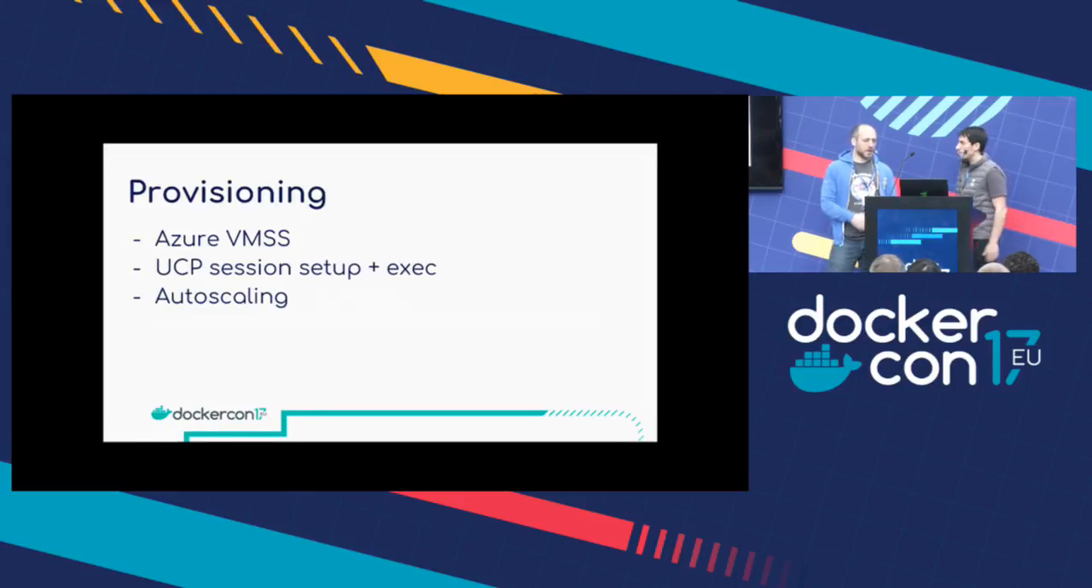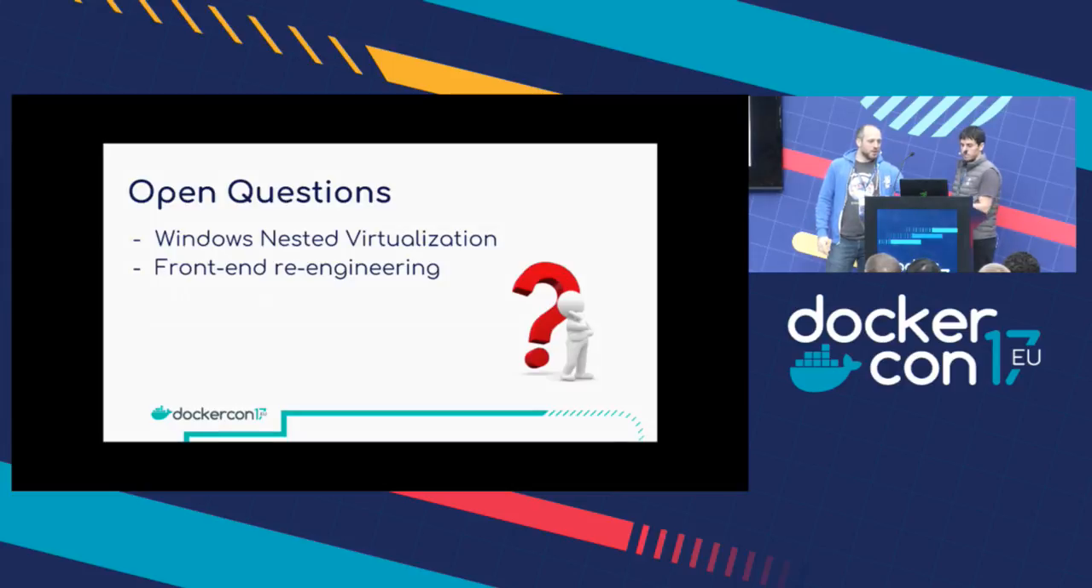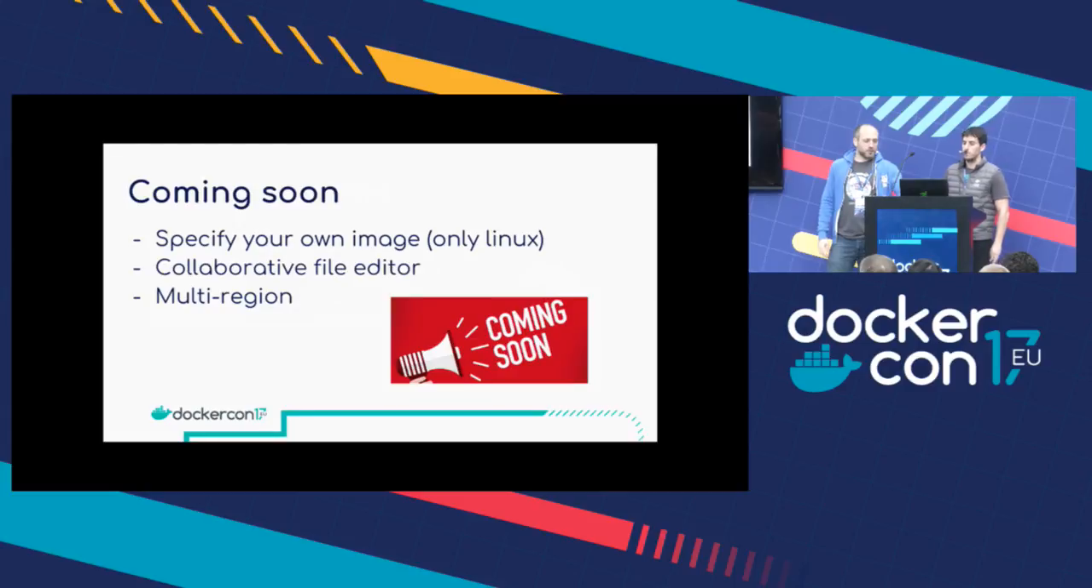Okay, so just really fast, we have a few open questions, and if you have an answer, we'd love to hear opinions. We were thinking about maybe trying to use nested virtualization on Azure, and we'll rework the whole front end so it's nicer. And soon you'll be able to spawn your own Linux instances, specifying your images. We are going to add a collaborative file editor, and since we know that there are people everywhere in the world using it, it will be multi-region, so it's faster for you and lower latency.